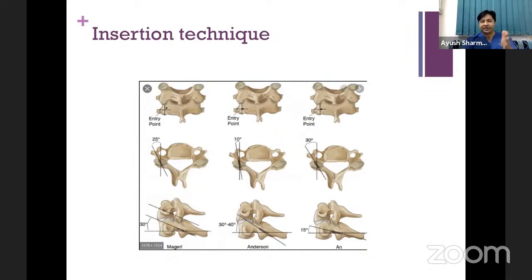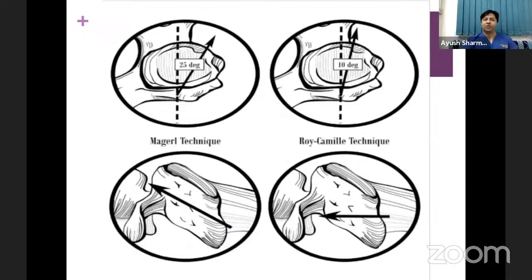There are so many techniques, from Magerl, Anderson, and Roy-Camille. If you look at the techniques, most of them propose that you start in the middle of the lateral mass and then direct the screw laterally almost 25 to 30 degrees, depending upon whichever technique you choose. And the craniocaudal angulation is roughly between 20 to 30 degrees.